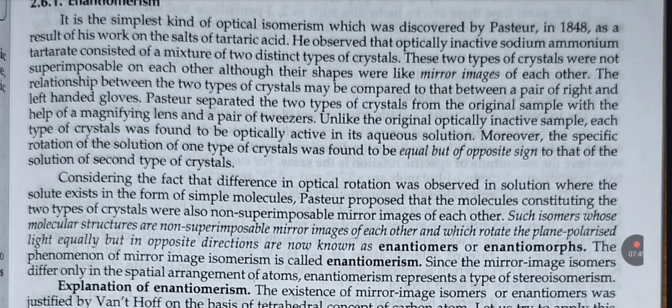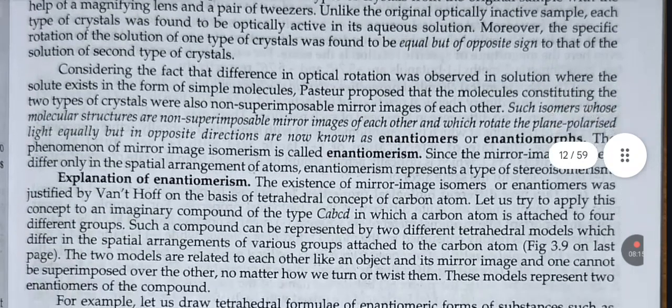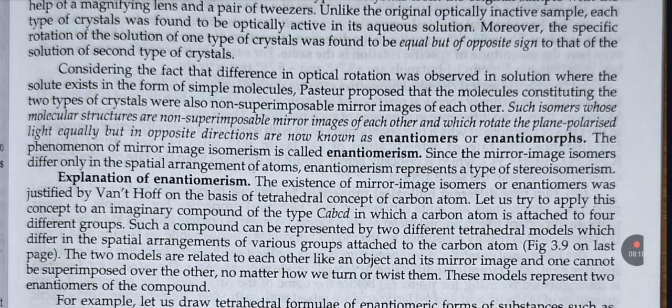Such isomers whose molecular structures are non-superimposable mirror images of each other and which rotate the plane of polarized light equally but in opposite directions are now known as enantiomers or enantiomorphs. The phenomenon of mirror image isomerism is known as enantiomerism. Since the mirror image isomers differ only in a spatial arrangement of atoms, enantiomers represent a type of stereoisomer. Explanation of stereoisomerism.